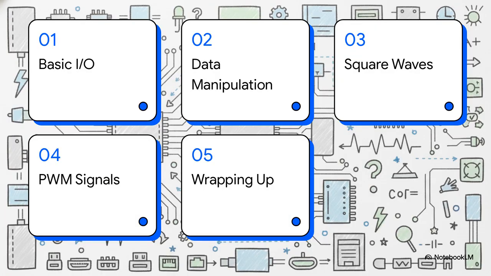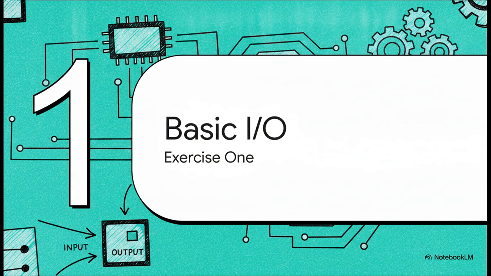We're essentially treating this lab like leveling up in a game. We'll start simple with basic I/O, move into manipulating that data, step it up by generating square waves, and then tackle the big one, PWM signals, before wrapping everything up. Let's get started. So, kicking things off with Level 1, Basic I/O.